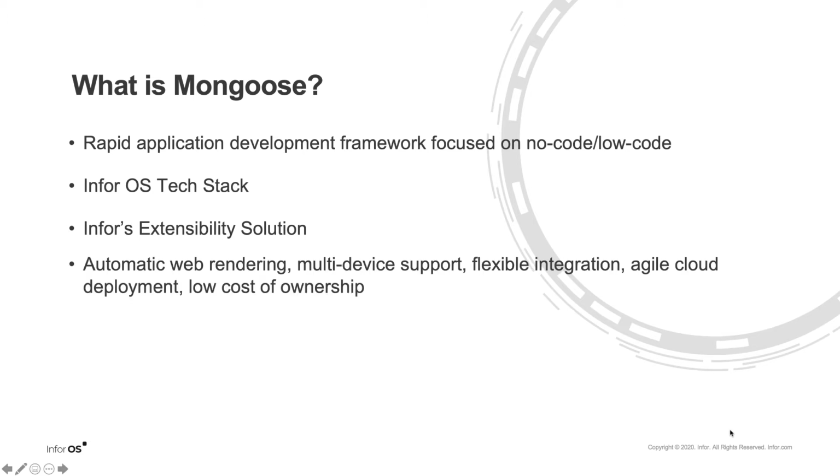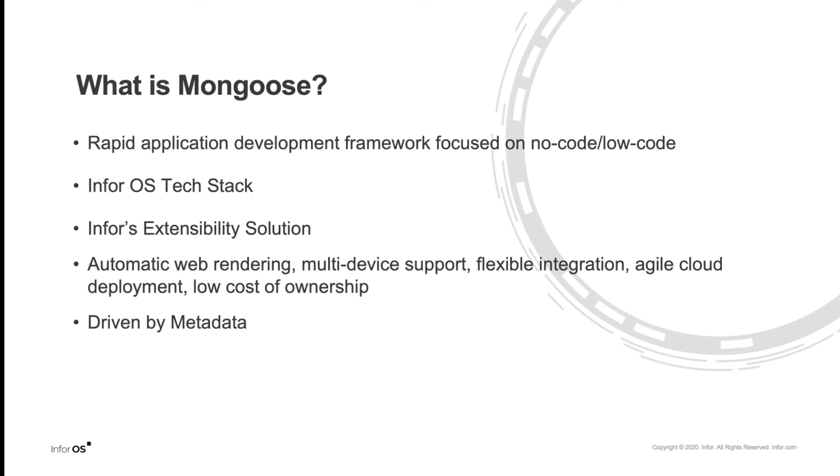The Mongoose framework covers an extensive range of capabilities ranging from automatic web rendering, multi-device support, flexible integration, agile cloud deployment, and a low cost of ownership. It uses a metadata-defined model for the user interface, the mid-tier business objects, and business rules to simplify processes. This metadata-driven approach makes upgrades and personalizations fast and easy.